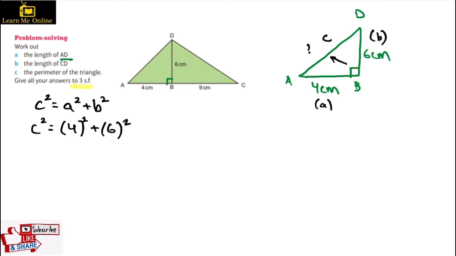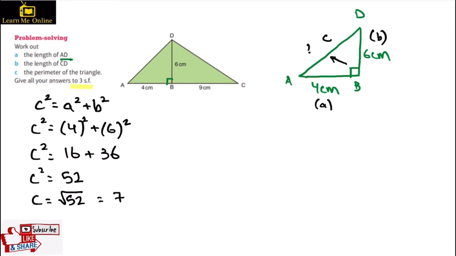Now to continue with the working out, there's C squared. 4 squared is 16. 6 squared is 36. So when you add them together, you're going to get 52. We know that to get rid of the square, we do the square root on the other side. You type this in the calculator, because we are looking for 3 significant figures, and you get 7.21 centimeters. Here, the C represents the length of AD, and you can write it down. The length of AD is 7.21 centimeters.